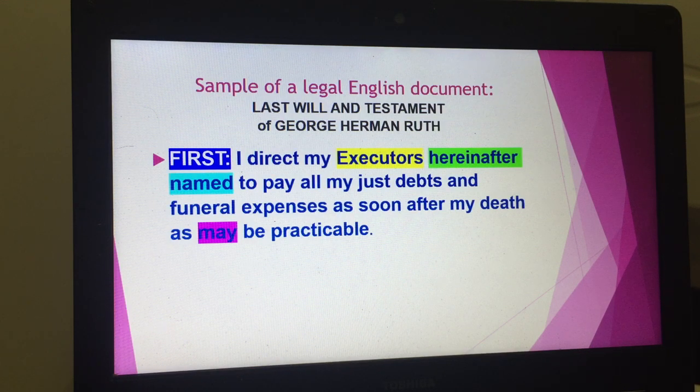To pay, they are going to pay. It is obligatory for them to pay. It's binding for them to pay. It is a commitment from them to pay my just debts and funeral expenses. So they are to pay the debts and the expenses. The word just here can also mean fair debts, reasonable debts and funeral expenses that are proven.